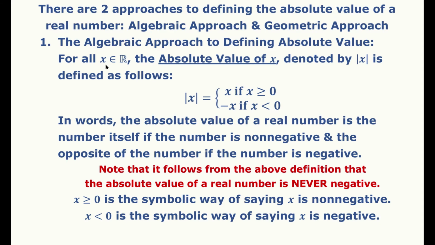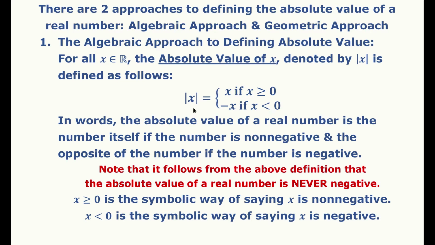For any real number x, the absolute value of x, which is denoted by x put in the middle of two bars, is defined as follows. We say the absolute value of x is x if x is greater than or equal to 0, and the opposite of x if x is less than 0.